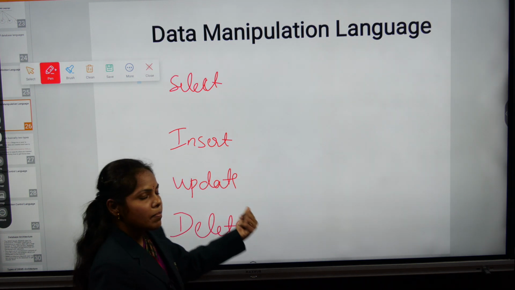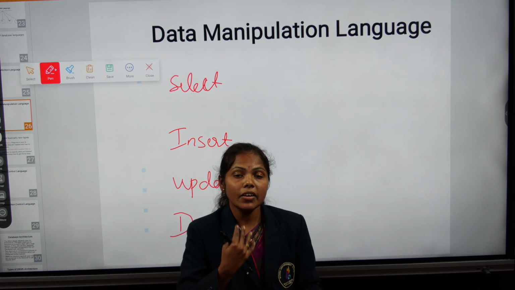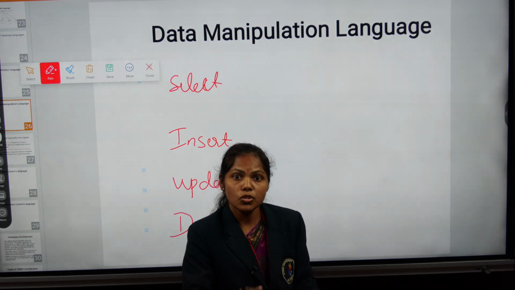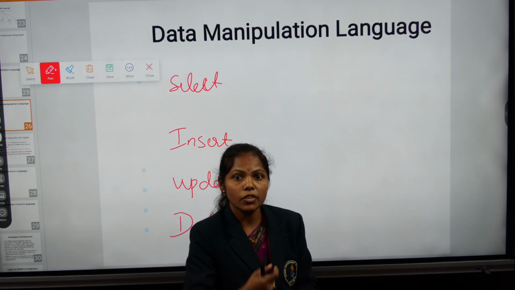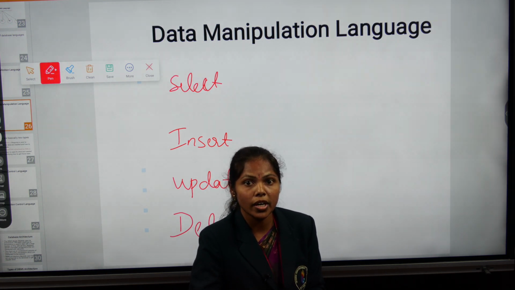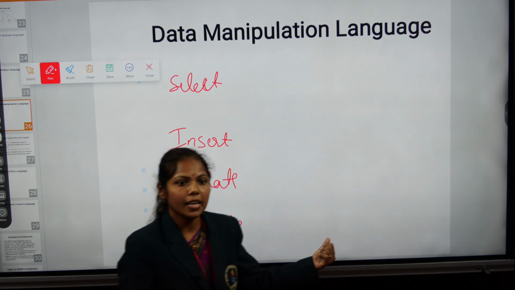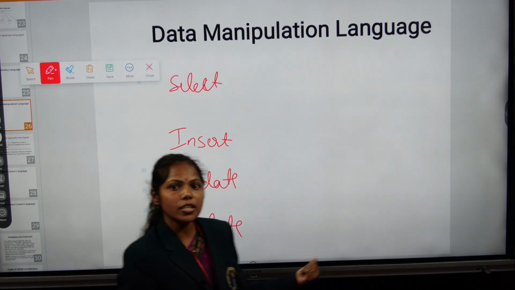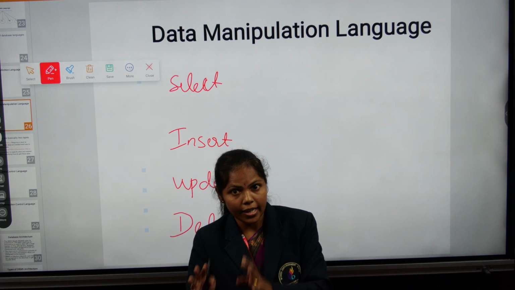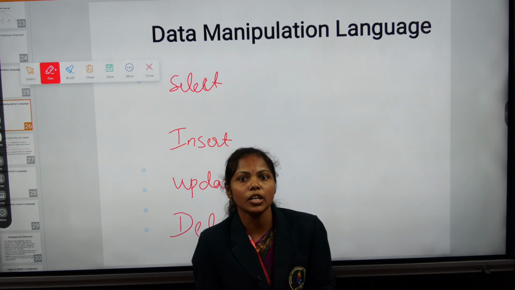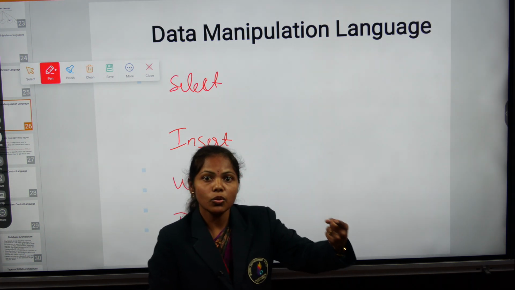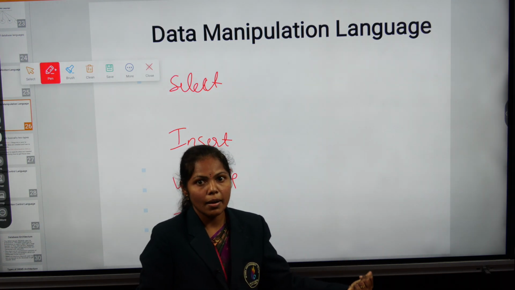Next one, update. Update is used to update the data which is inside the database. So if you want to update the attendance, or update the marks of a student, then we can go for the update command. Last one, delete. Delete is used to delete the entire table or delete the specified records from the table. Based on the user requirement, the delete command will be used.